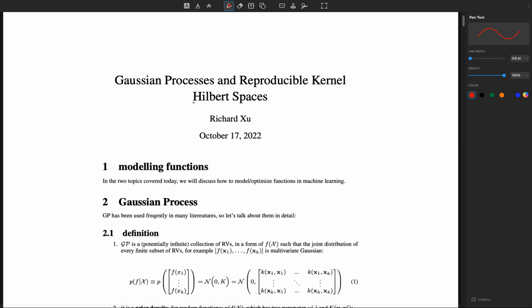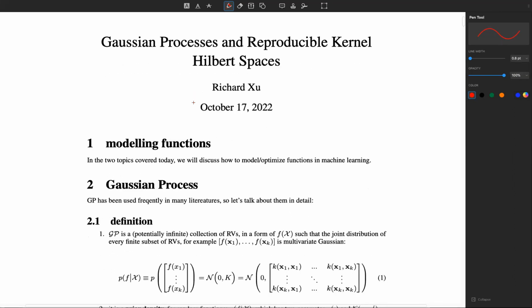Okay, so let's get back to the lecture. Today, I'm going to show you how to model functions in machine learning. I'm going to show you two different techniques: one is Gaussian process, and the other is kernel methods. Have people heard about these two terms before? Gaussian process and kernel methods?